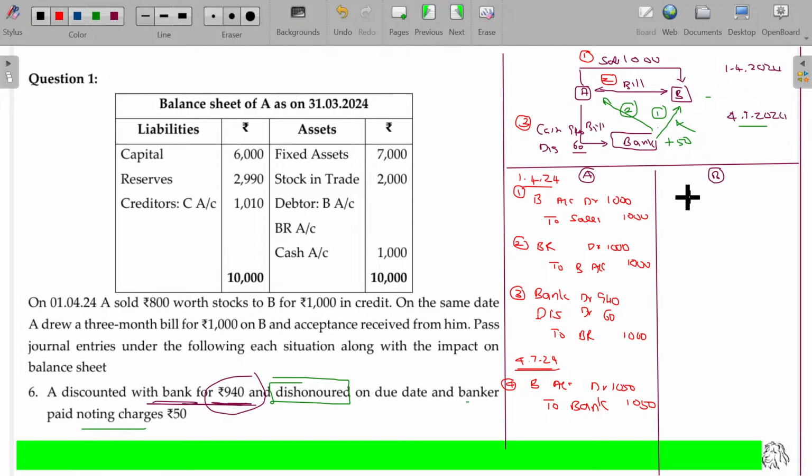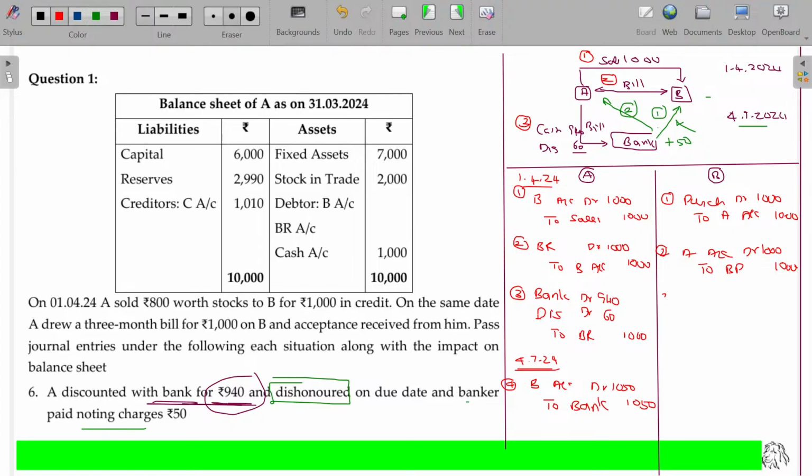In the books of B, the parallel entries are, rather than sales, it is purchases. So purchases account debit to A account. Sorry, I may use some wrong names. Kindly correct me if I am posting it absent-mindedly. Second one being, rather than BR, it becomes BP. A account debit to bills payable. This value being 1,000.